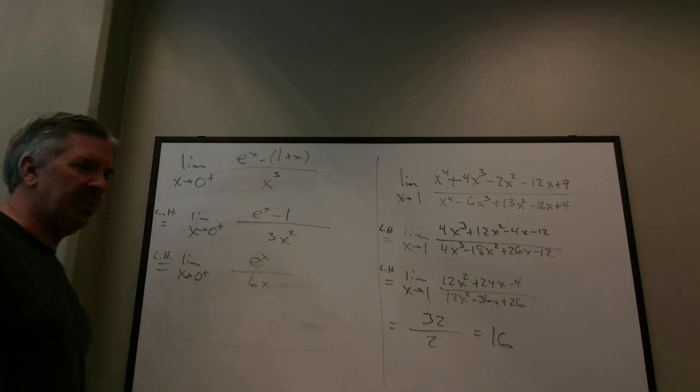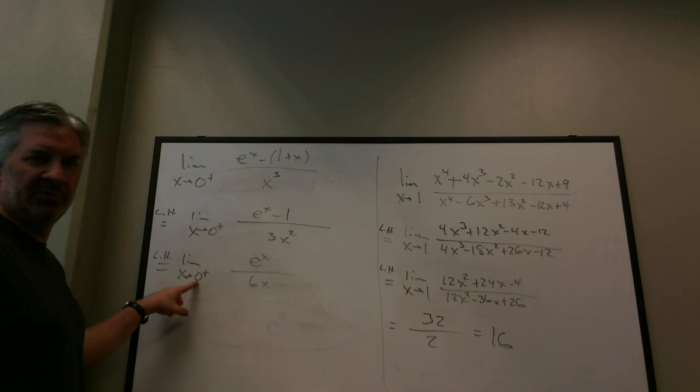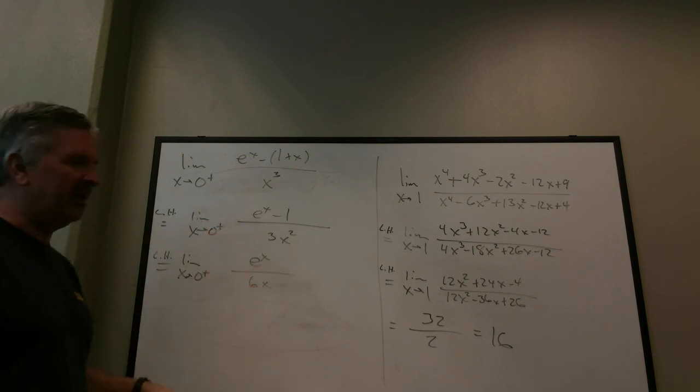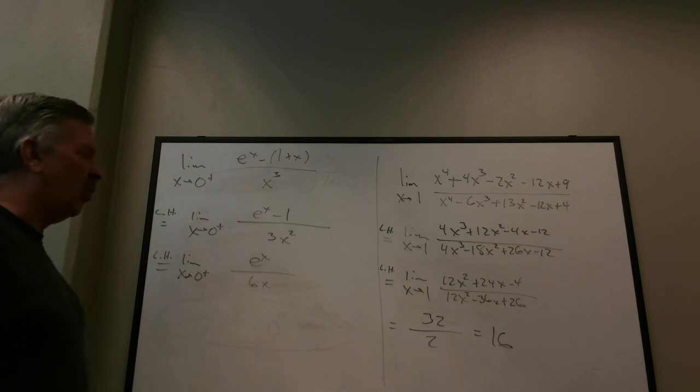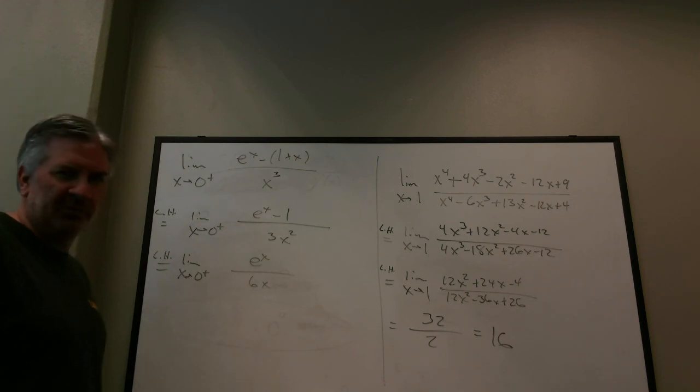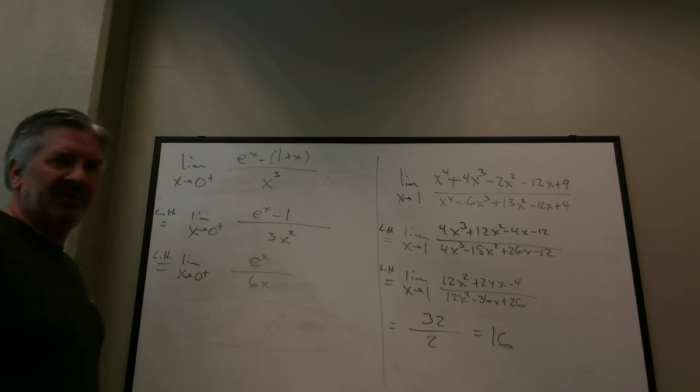Again, treat it as a new problem. When you take the limit as x approaches 0, if you plug 0 in the numerator, you get a 1, and you get a 0 in the denominator. 1 over 0 is not one of the indeterminate forms. You cannot use L'Hopital's rule here. Now you just have to think about it.